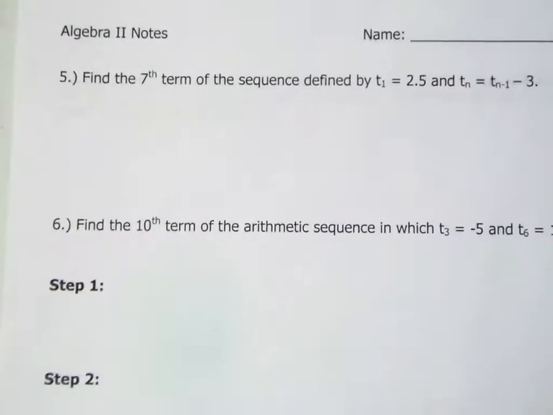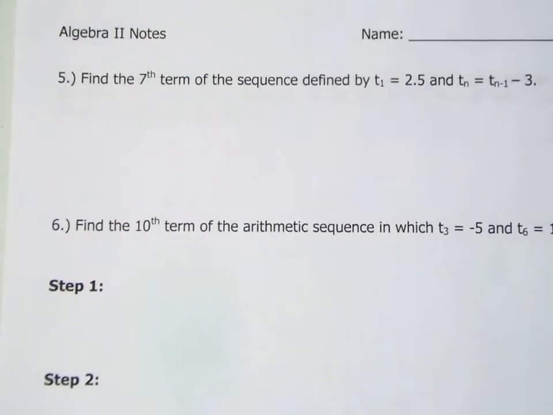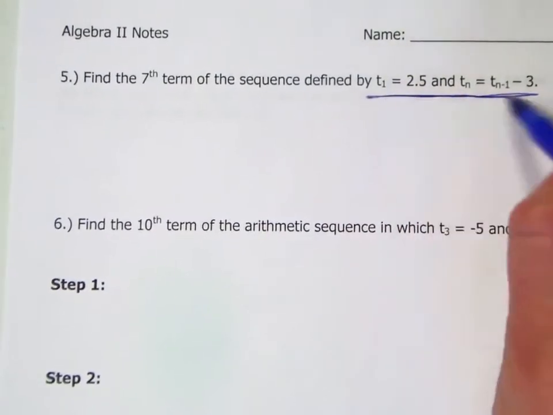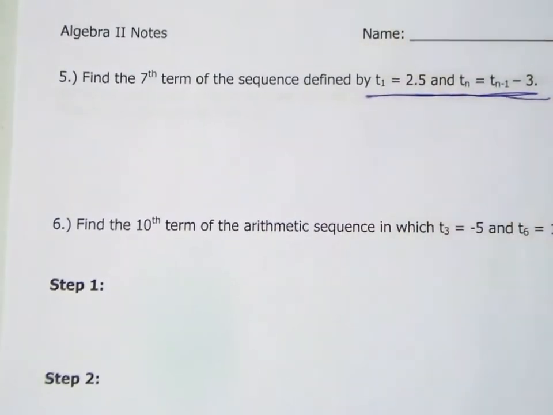All right, let's see what we have next. Oh, we have a similar example. Why don't you guys try this one with your tables? So you're looking for the seventh term of the sequence defined by that recursive formula. This is pretty similar to the one we just did. So kind of try to follow what we did. Work with your table. See what you can do.